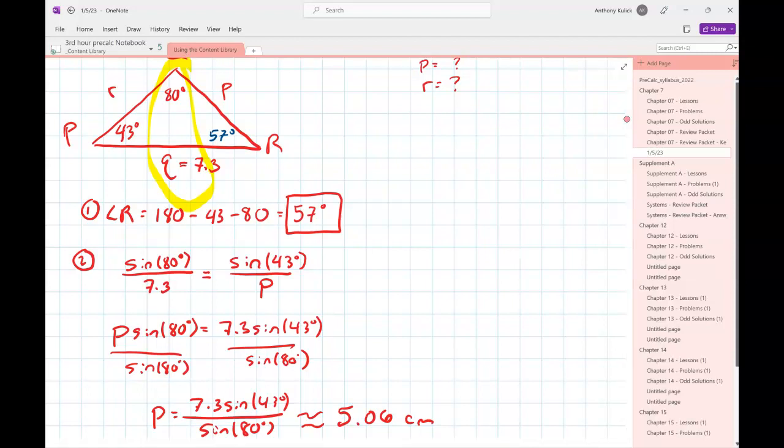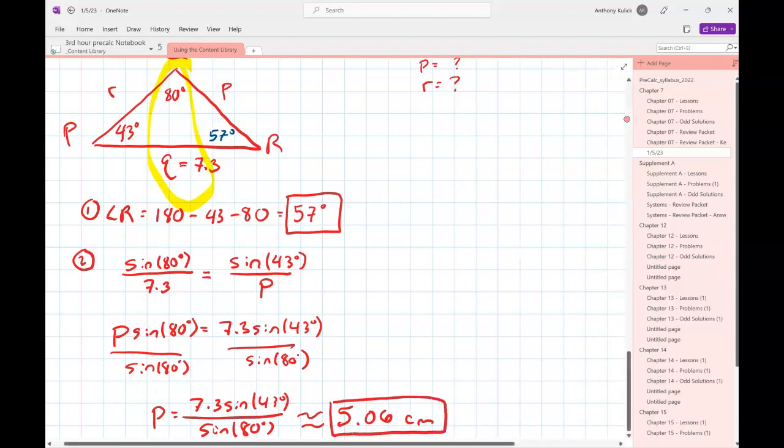I think these were centimeters. Okay. I think that's lunchtime, so we'll pick this up when we come back.